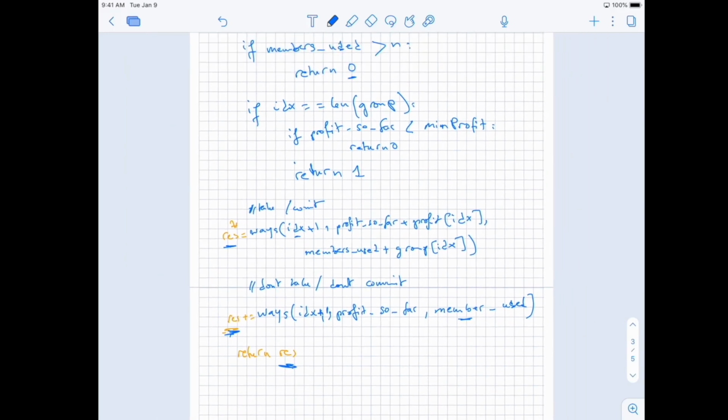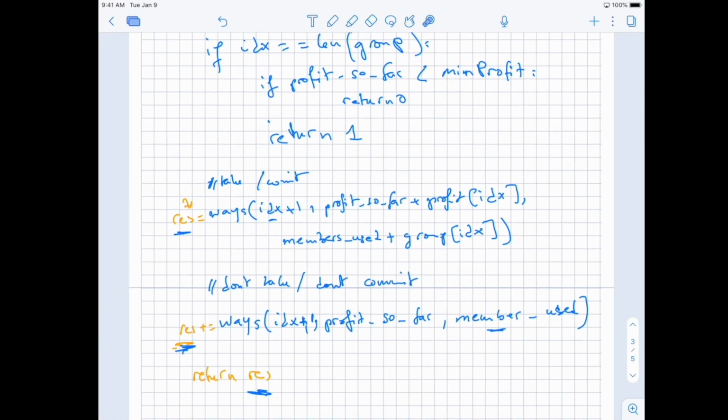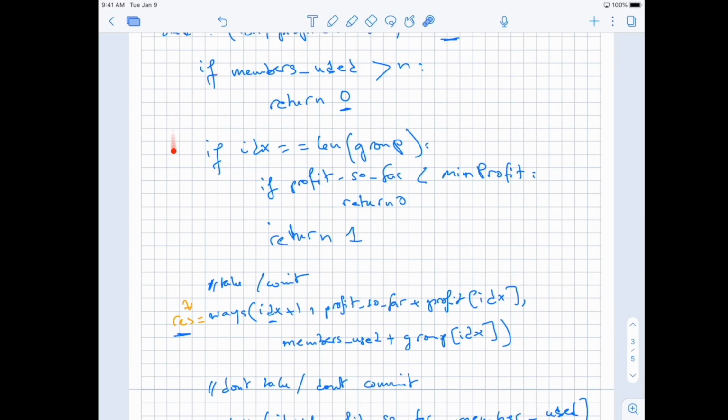So just try the two possibilities, commit or not commit, and add however many ways we get from those to our result. And then in our base case, we check if it's a valid, profitable scheme, we return 1. If it's not, we return 0.